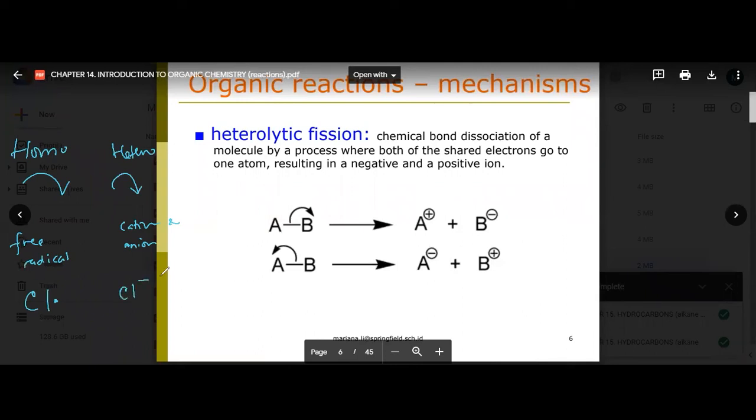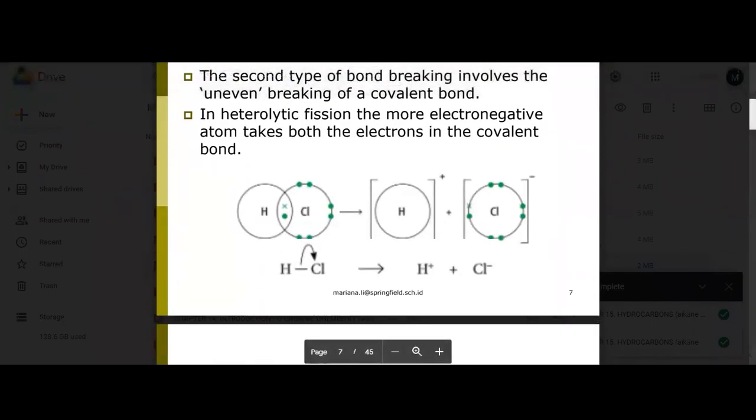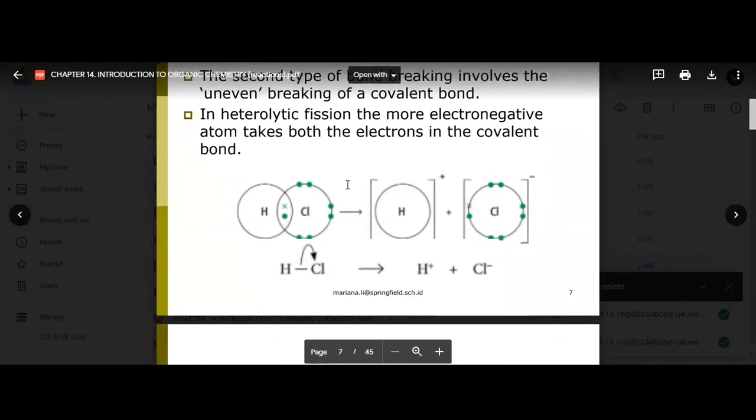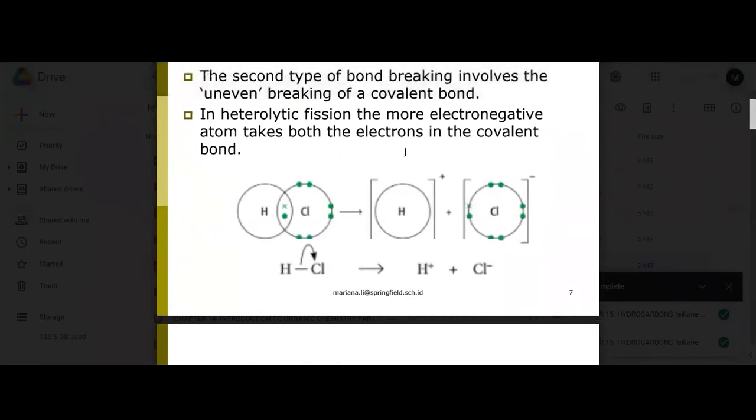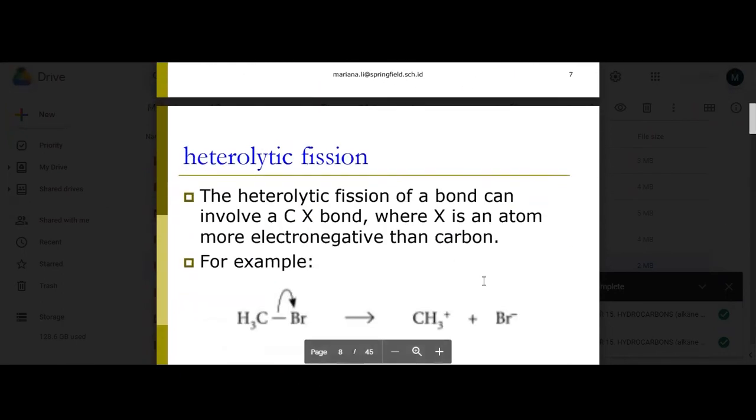Okay, like this. So understand, yeah? Oh yeah, in homolytic fission, UV light should be present, but for heterolytic fission, no need. Okay. In heterolytic fission, the more electronegative atom takes both the electrons in the covalent bond. So that's why I draw the curly arrow from the covalent bond to Cl, not to hydrogen. Okay, since the electronegativity of Cl is higher compared to H. So this will give H plus and Cl minus as the product.